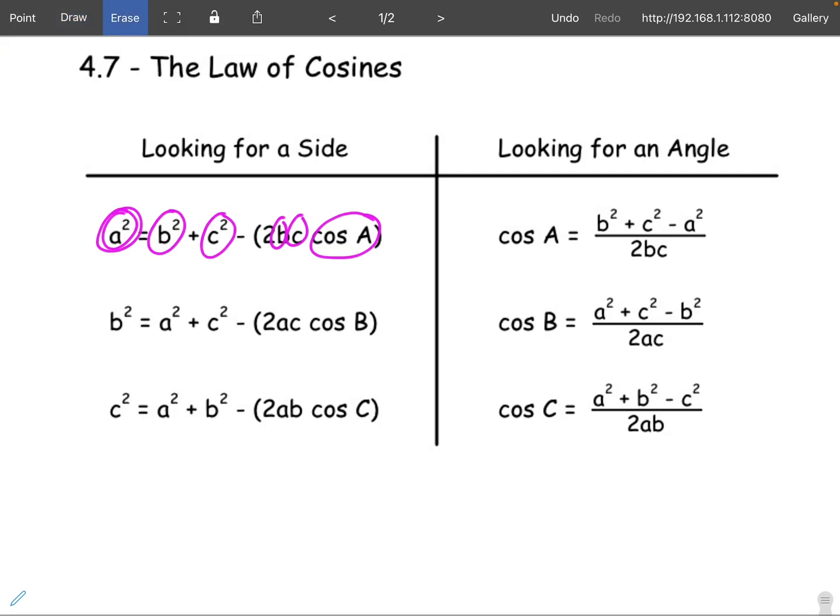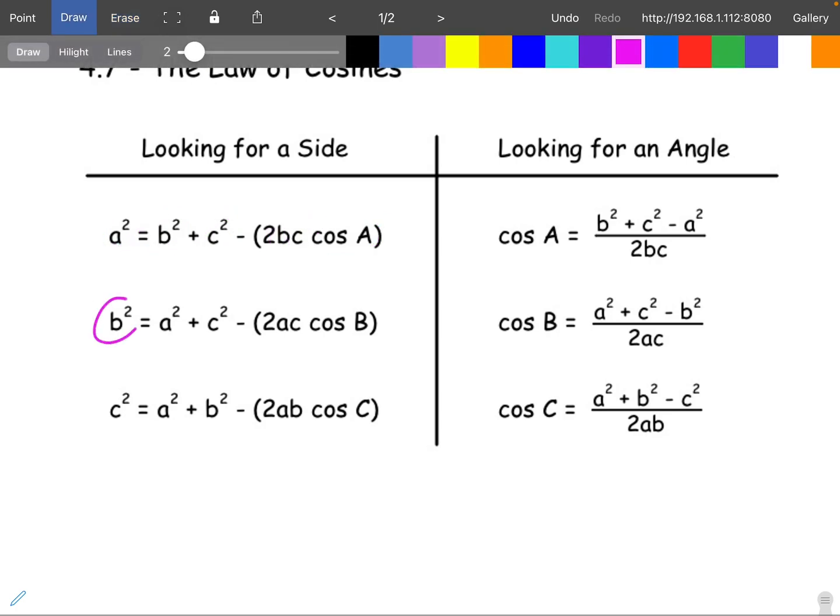Now we're going to have that same type of pattern in the other 2. So we're looking for b, so we're going to have b squared, and notice we are using cosine of B. Then everything else is the other 2 sides. So a squared plus c squared, and then minus 2 times a times c, and then times that angle. The same thing goes if you're looking for side c.